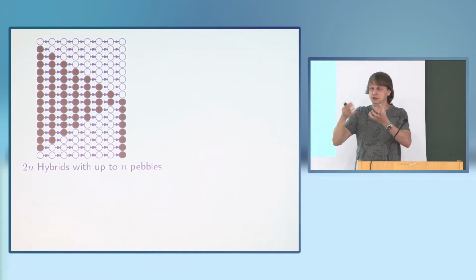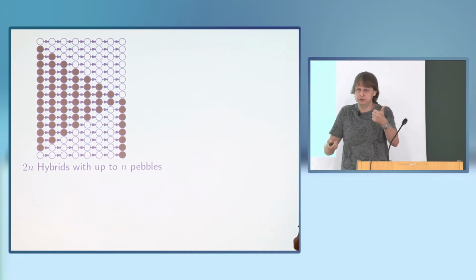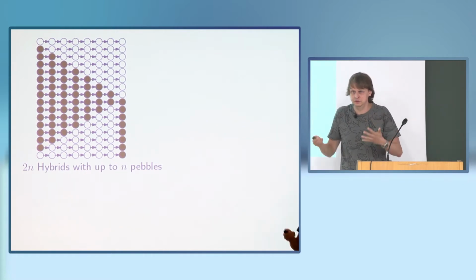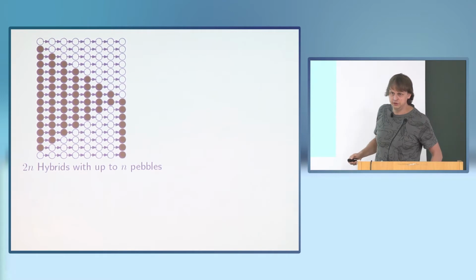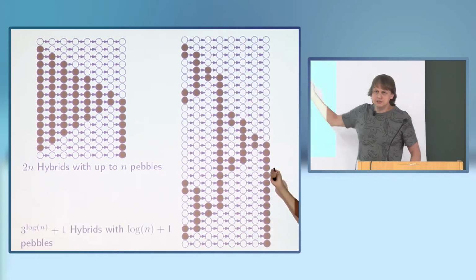So you basically have to tell, for each key, I need at least one bit of information. Is there a pebble or not? That's better than n factorial, but it's still 2 to the n. But there actually exist better pebbling strategies.